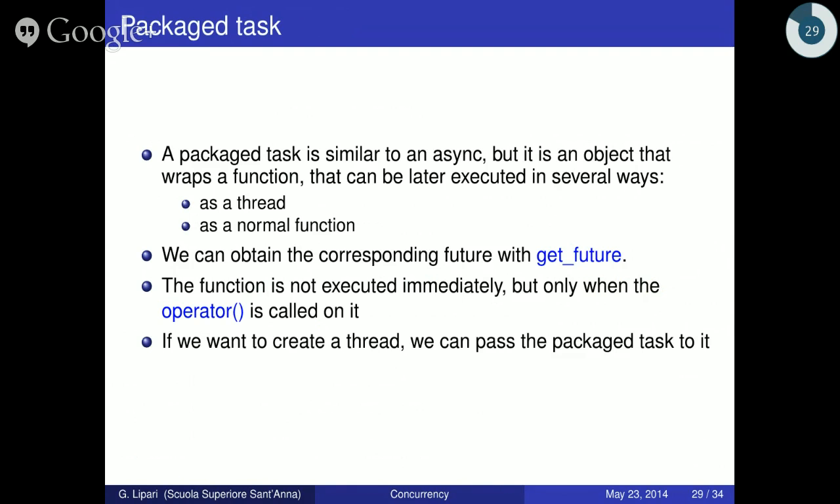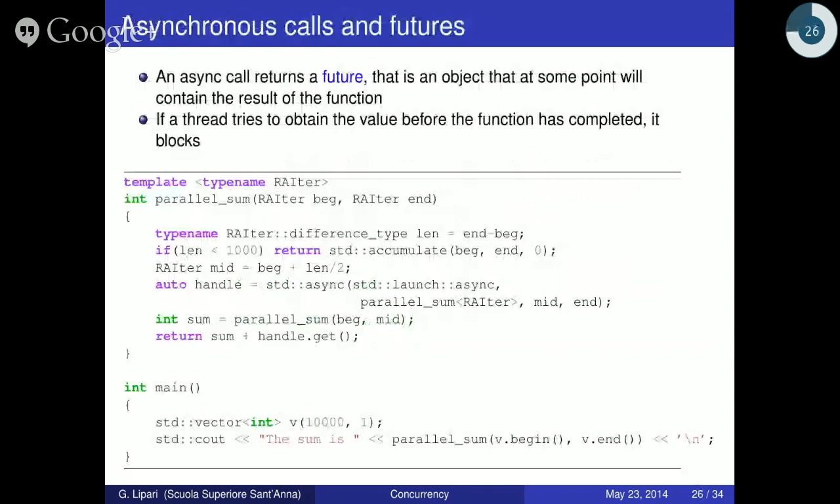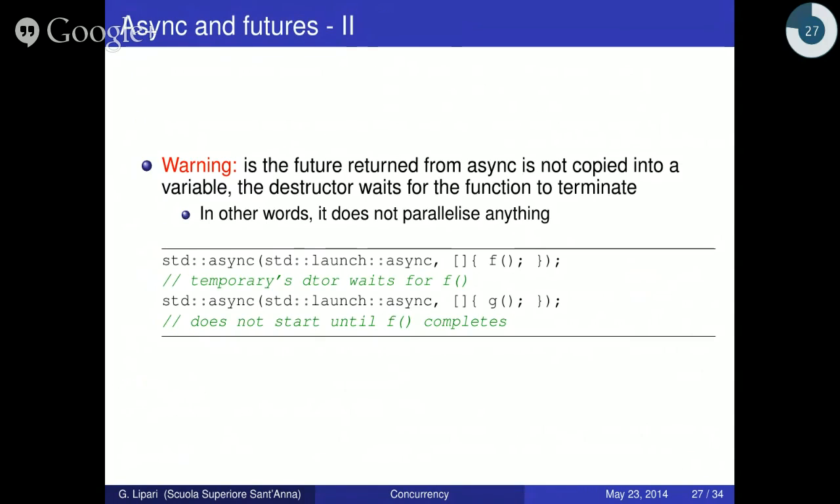Okay, so this is async. It's a nice feature because it puts everything together. You don't see the thread anymore. You just launch the function and wait for the result into an object called future. It's a quite easy way to parallelize.